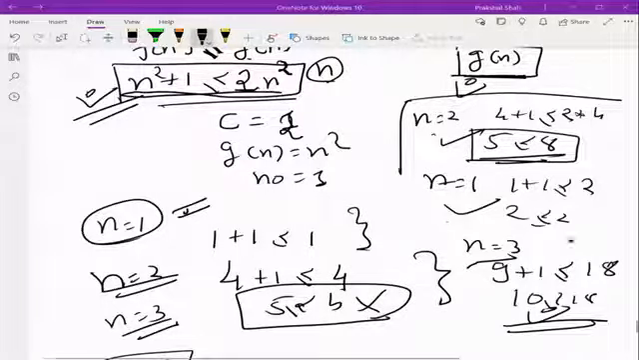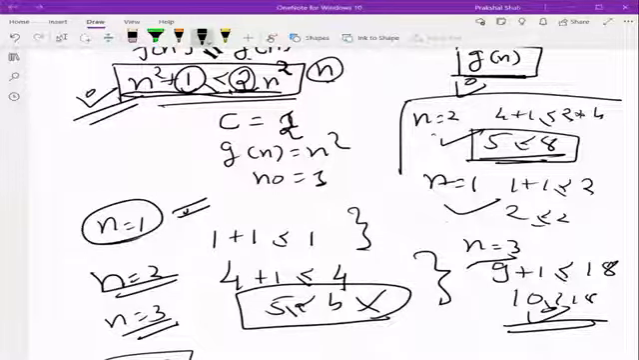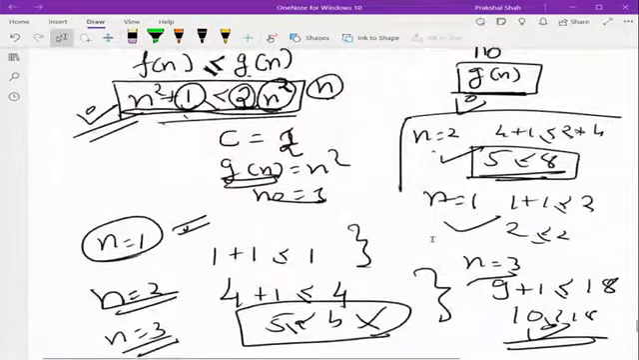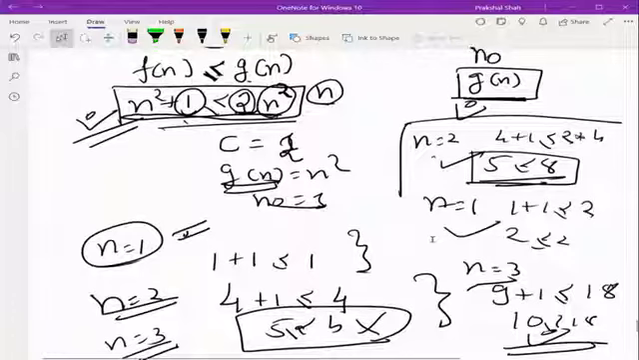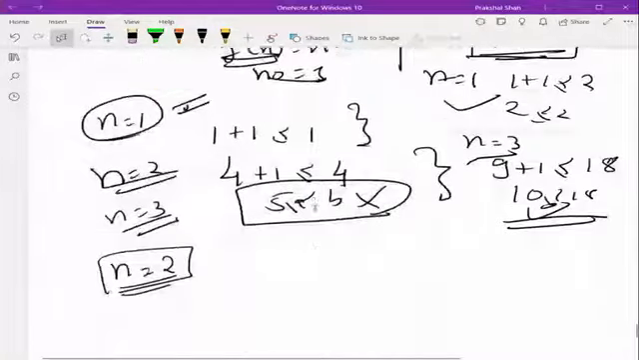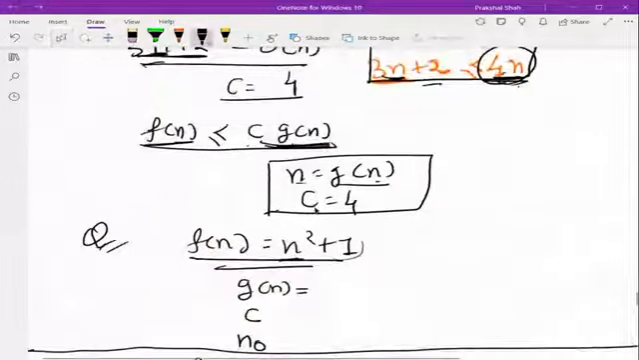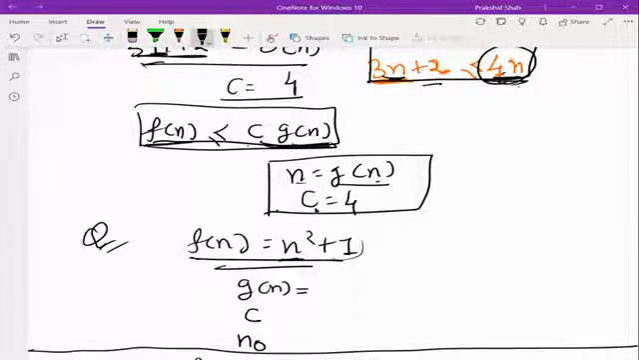What would be the n0? Think about what would be your n0. n0 would be 1. This will be our c, this will be our g of n, and n0 would be 1. Yes, Hariharan, that is correct. c is a coefficient, so we are multiplying with g of n. c times g of n. I also wrote it somewhere, yeah, this one. Hariharan, am I correct?